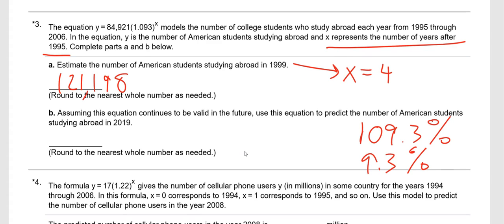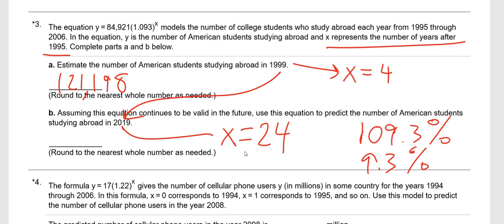Assuming this equation continues to be valid in the future, use this equation to predict the number of American students studying abroad in 2019. That is, what are we plugging in for X? 24. Which makes sense because that's 20 years difference from 99 to 2019. So, figure it out. I got over 700,000, so if you get over 700,000, you're in good shape.